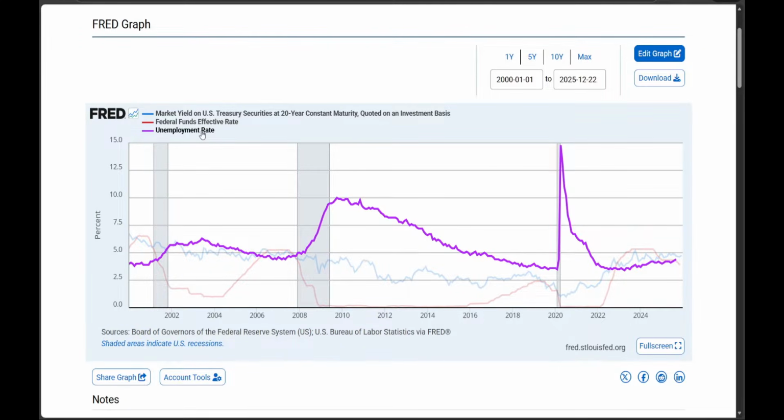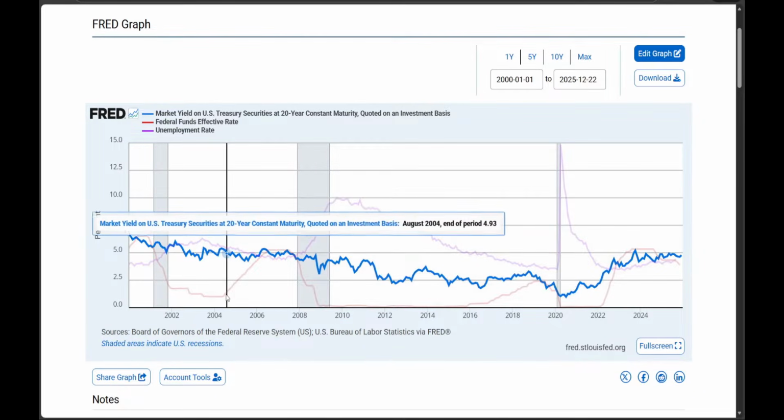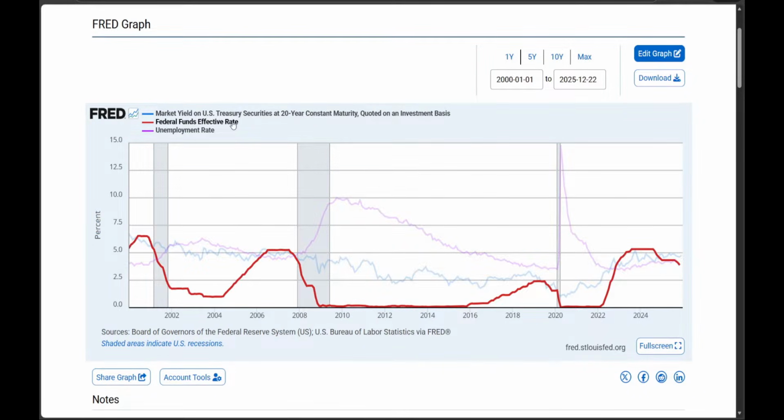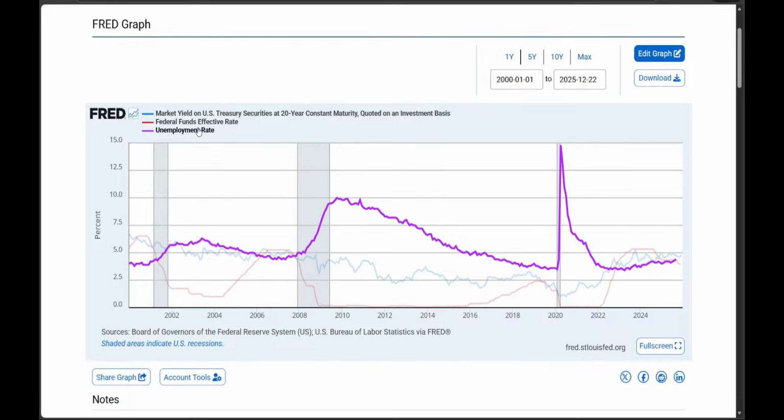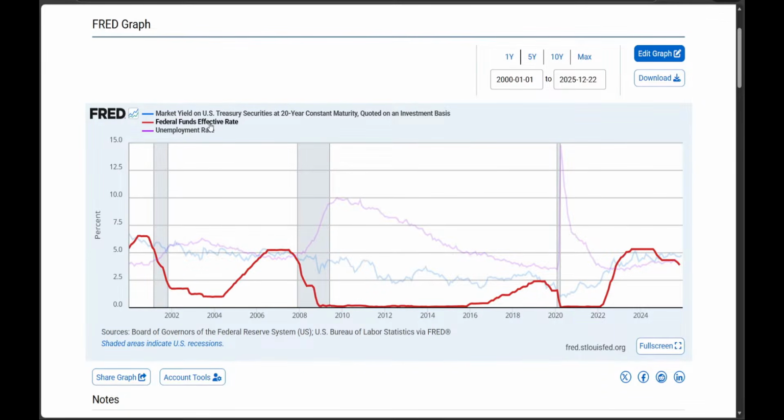That speaks for itself. If you see it moving upward, that's a bad thing. That means people are losing their jobs. So let's go over all of this in tandem. When we see the federal funds rate, that's the red, start to pull up, generally we see the unemployment rate start to pull up after the Fed starts raising their rates.